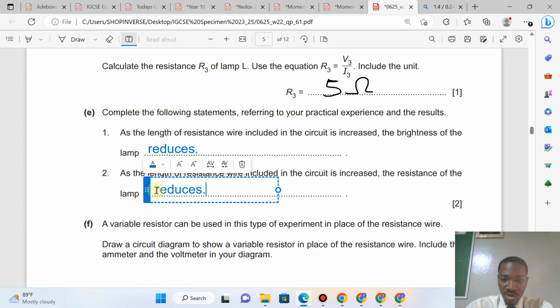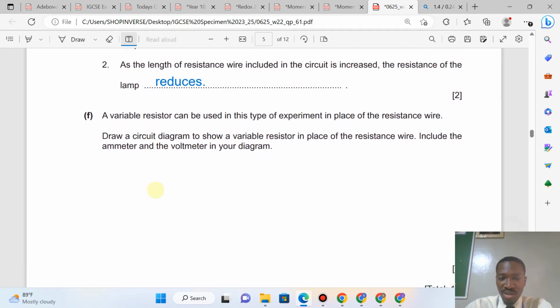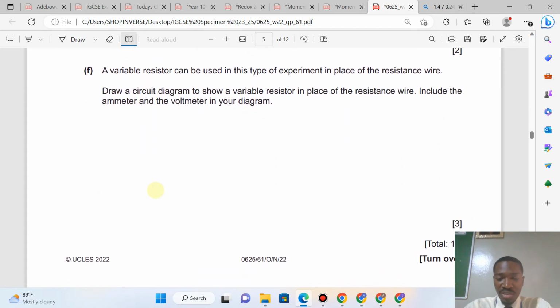Of course, that must be because the lamp is not an ohmic conductor. So when current is reducing, the resistance of that lamp reduces since it is not an ohmic conductor.